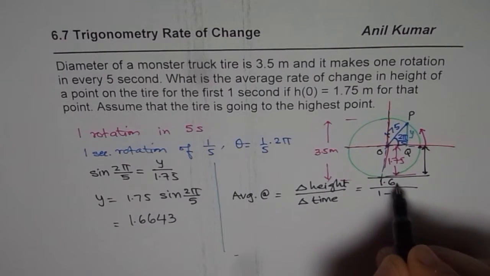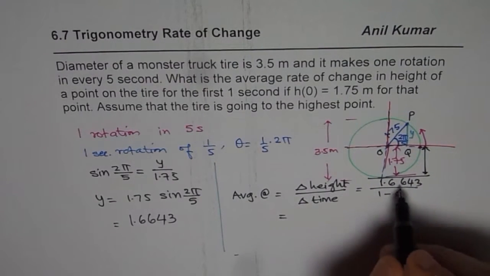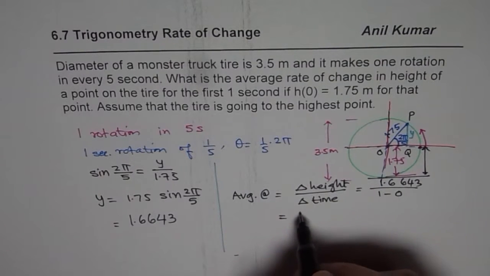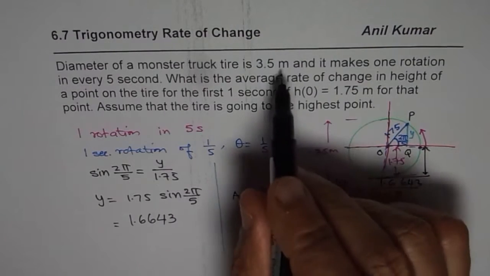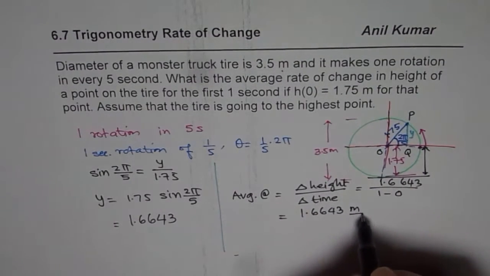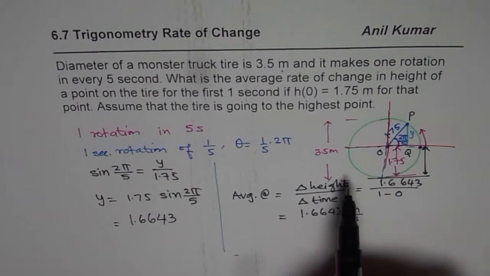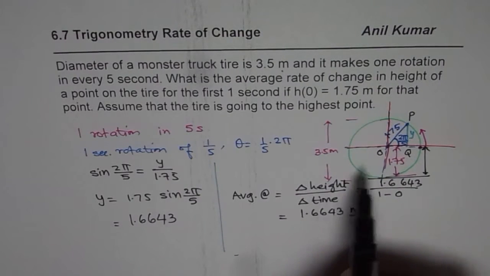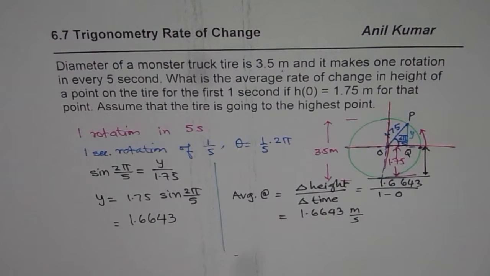The change in height is 1.6643. Therefore, the average rate of change will be 1.6643, and the units are meters per second. I hope you get the concept. That is how we can find the average rate of change for a point on this wheel in the first second. Okay, so that is how it should be done. Thank you and all the best.